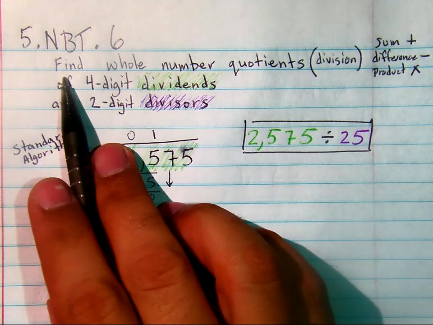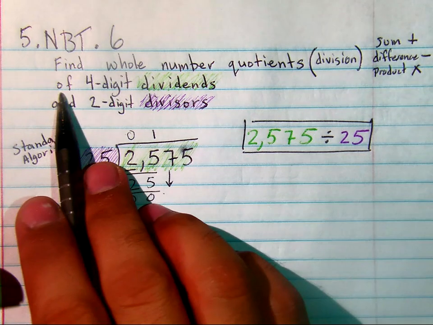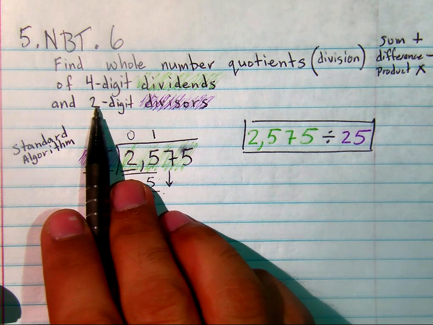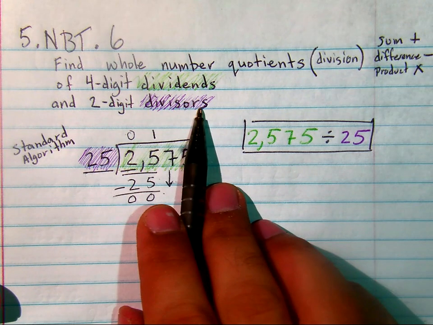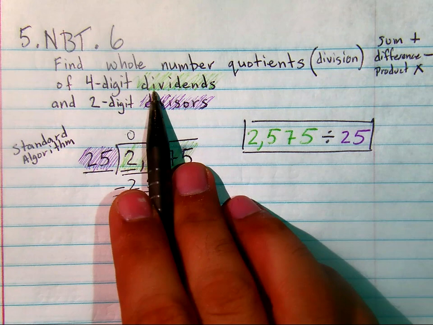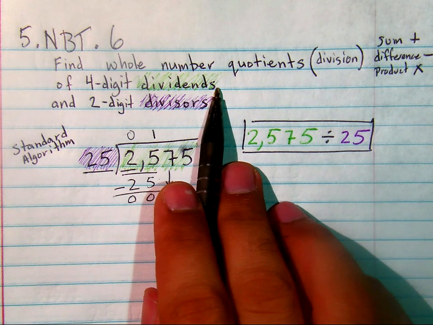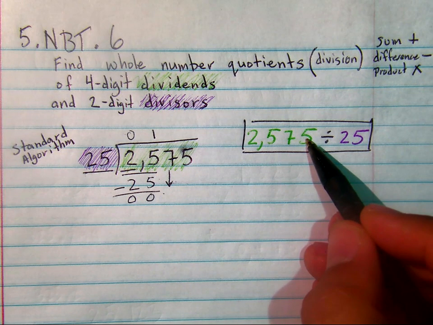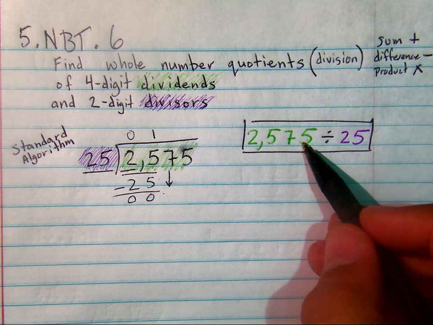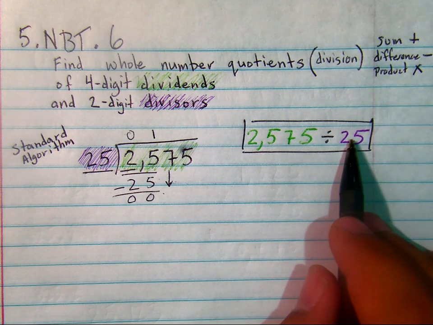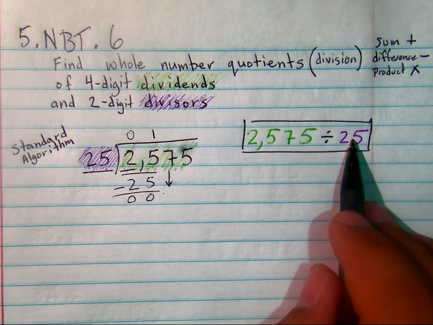So we're here to find whole number quotients of 4-digit dividends and 2-digit divisors. Now I colored these because it's important to know that the dividend is the first number that's being divided. The divisor is the second number that's actually doing the dividing.